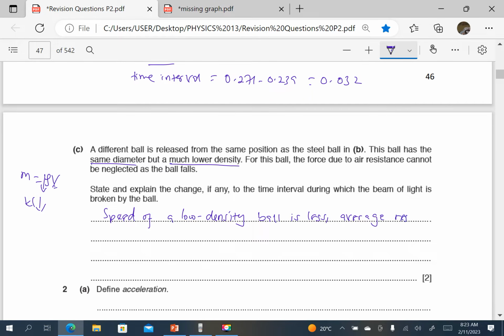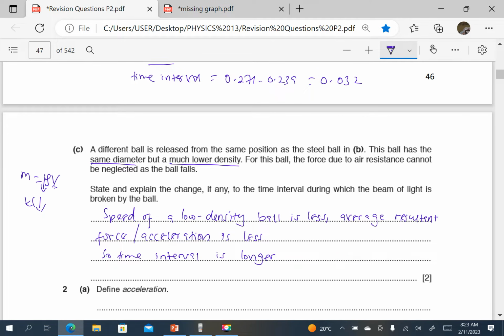The average resultant force, and thus acceleration, is less. And if that is true, it means the time interval is longer. So the time interval is longer.